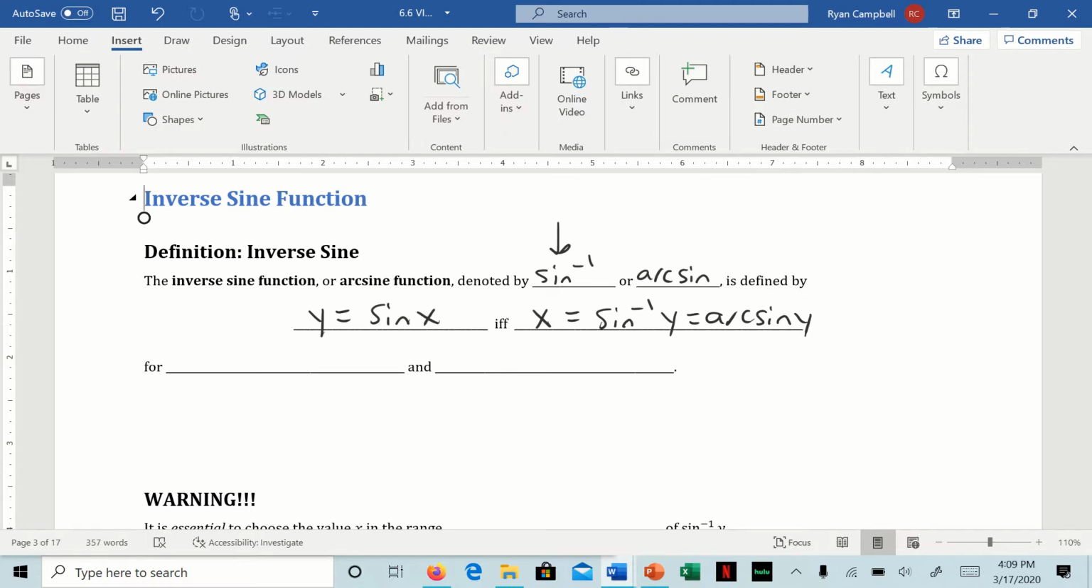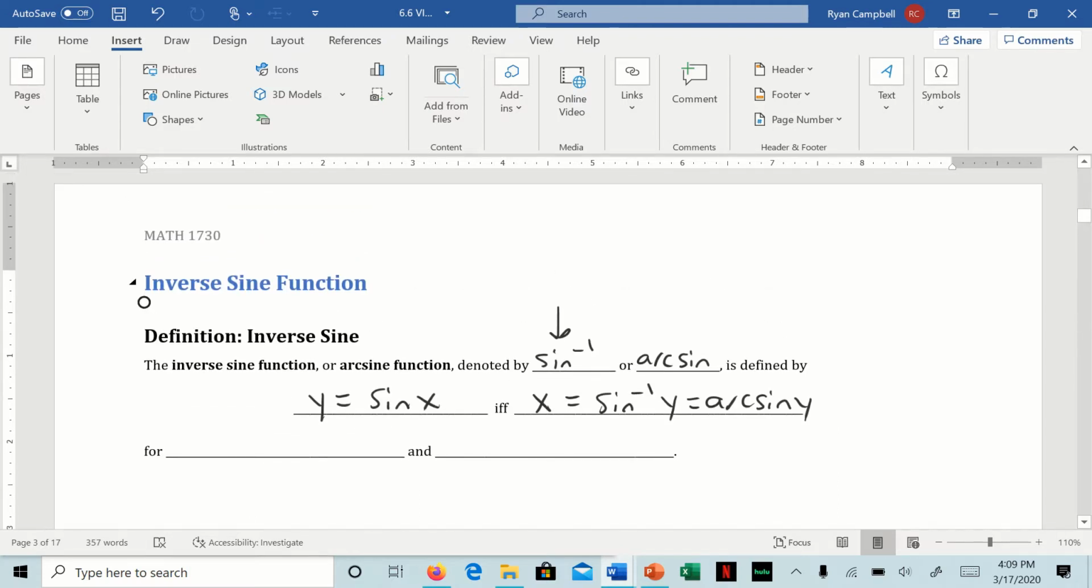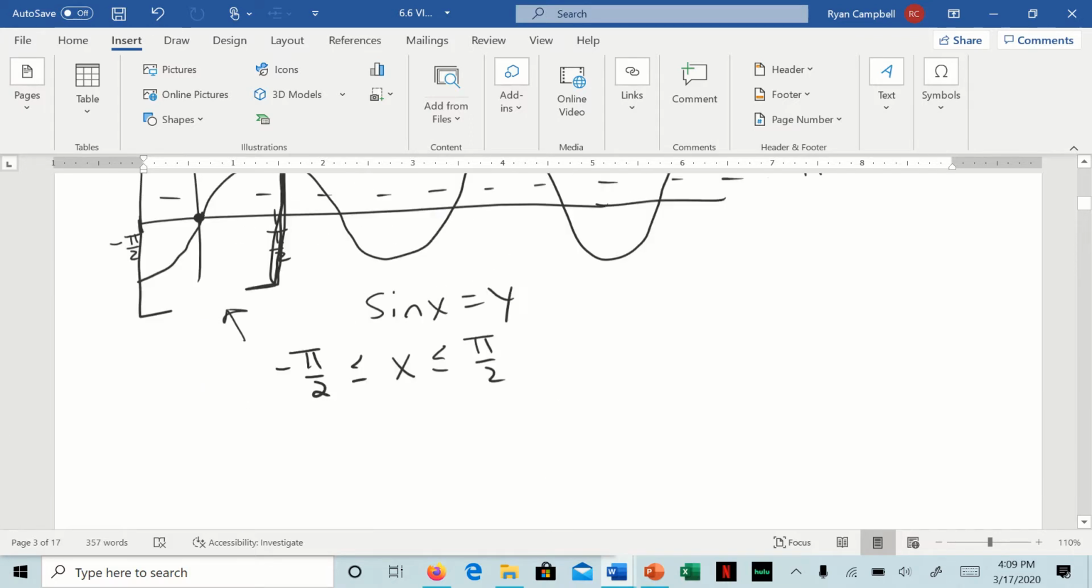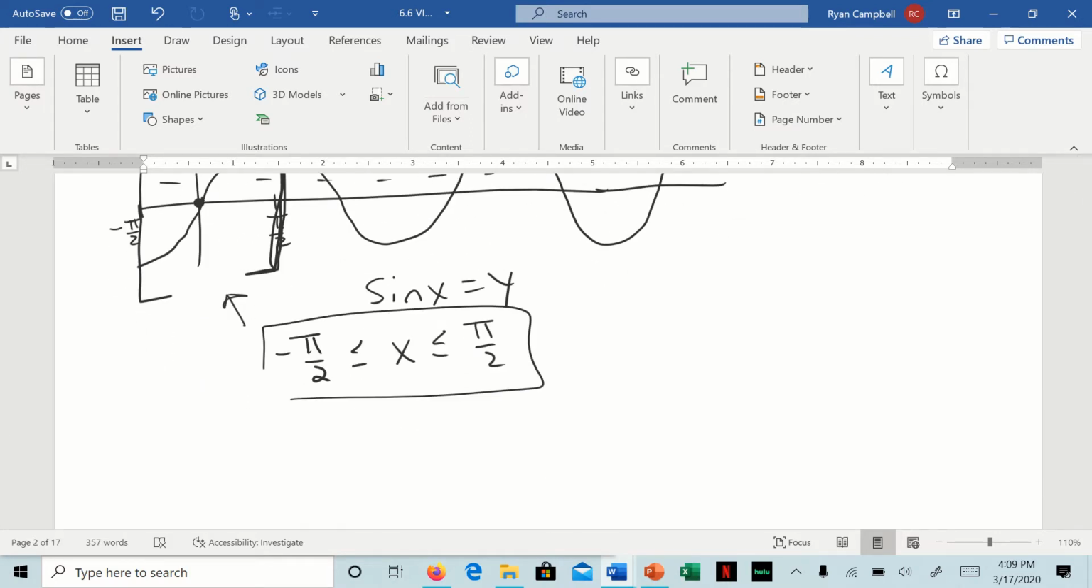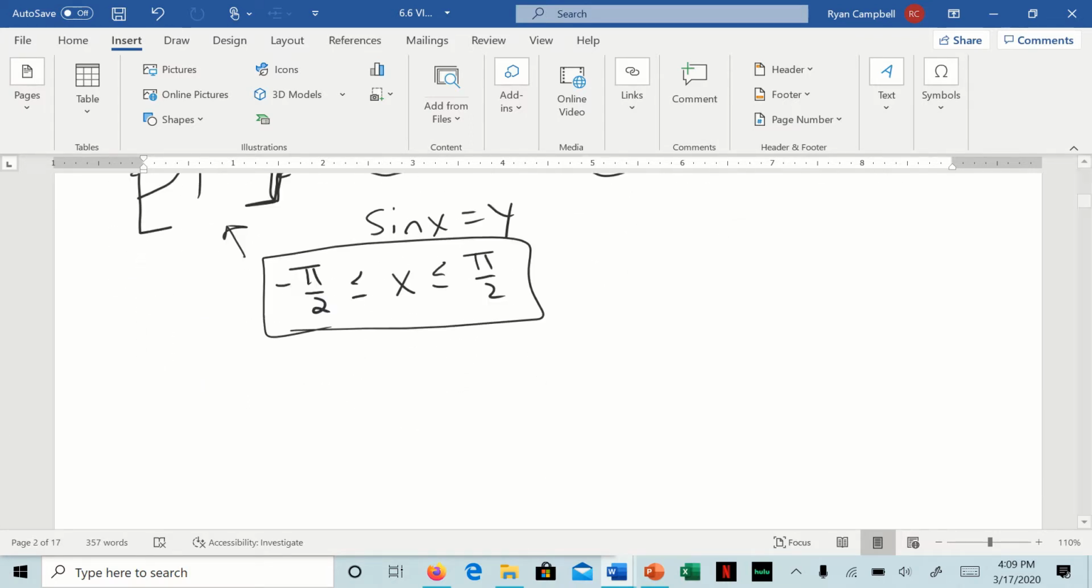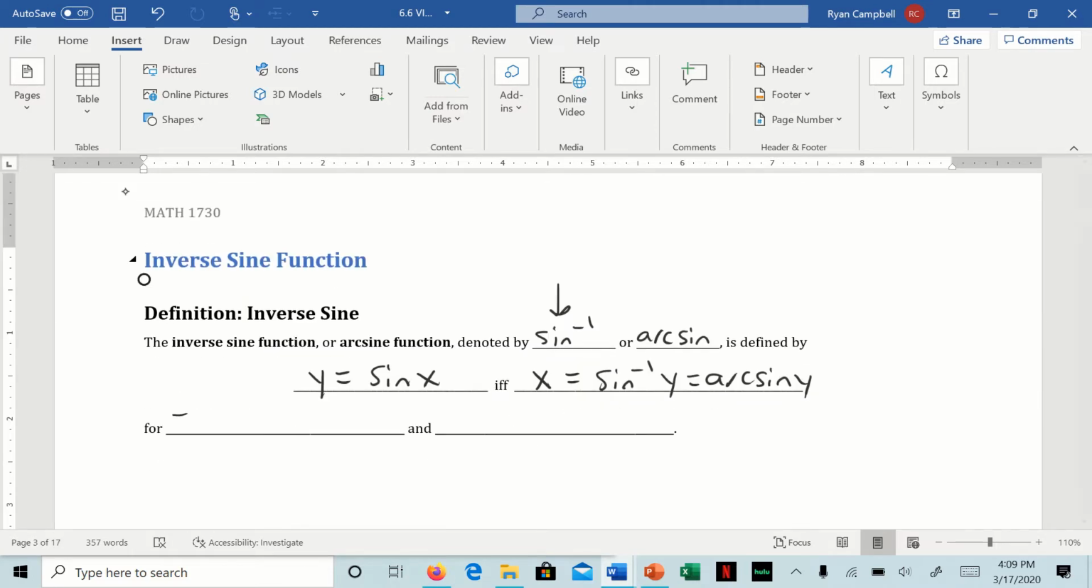Now, what do we say about x? This only works for when x is what? It has to be between negative pi over 2 and pi over 2. So x has to be between negative pi over 2 and pi over 2 for this to work. So if it gives us an inverse sine, we automatically know that we're between negative pi over 2 and pi over 2 if it gives it to us.